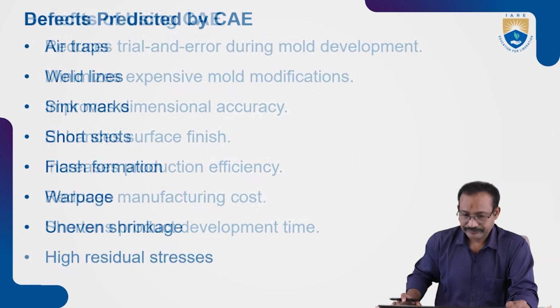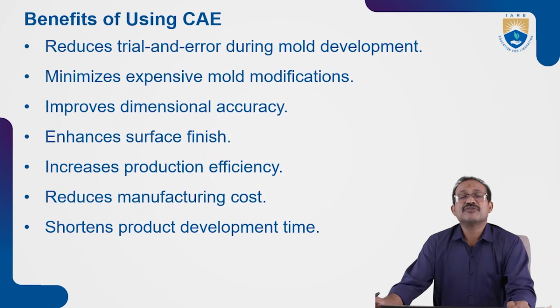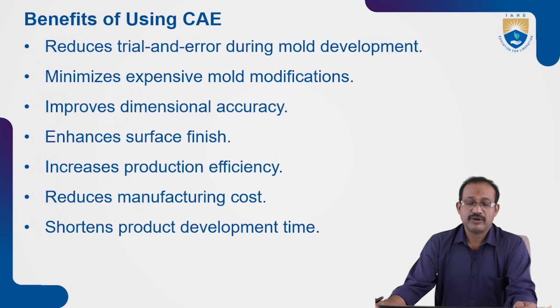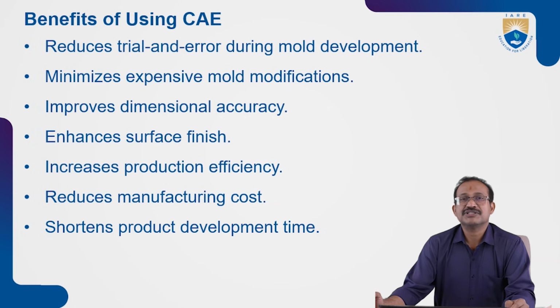Okay, right. Benefits of using CAE in injection molding. Reduces trial and error during mold development. Obviously we have to follow the trial and error method in conventional systems. So here we can reduce that trial and error during mold development. Why? Because CAE is a non-destructive testing method that can completely reduce the trial and error. Why? Because through simulations it will show the errors, if any.